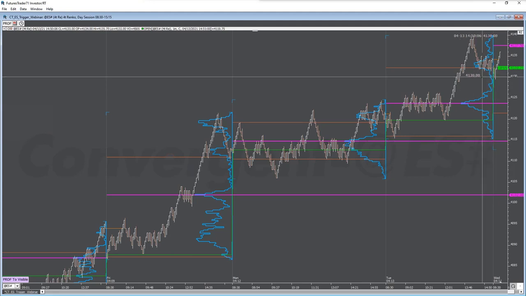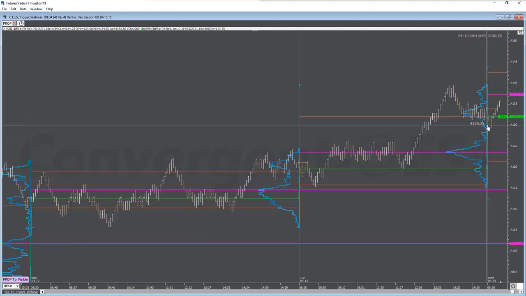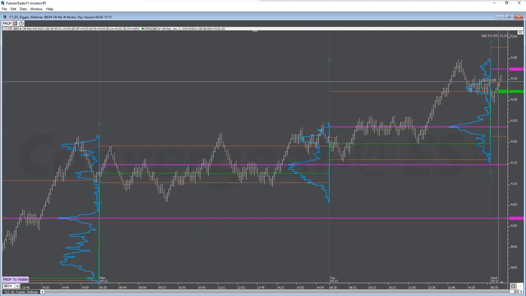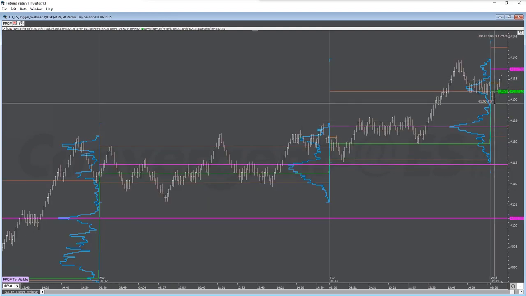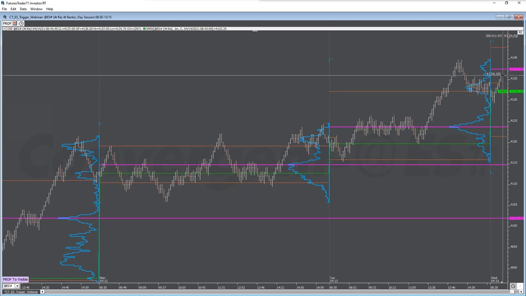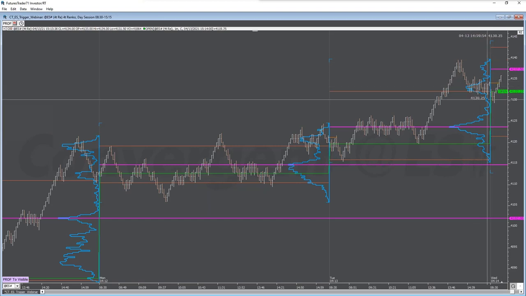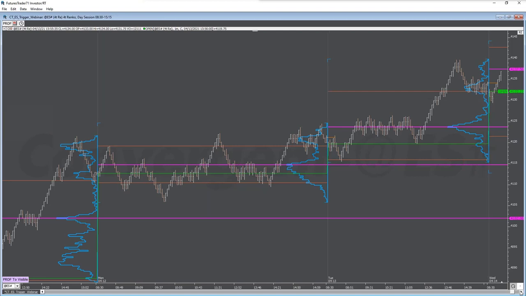I was hoping it would move to 27. It tested the LVN, rotated, rejected the LVN and started to move in that direction. This is our double distribution LVN fade setup. Okay, this is a fade setup in between two distributions. That's the first setup we're going to discuss. But let's go through the narrative.